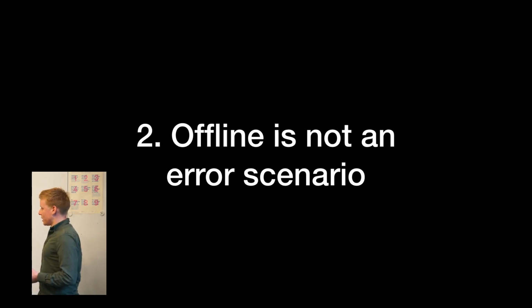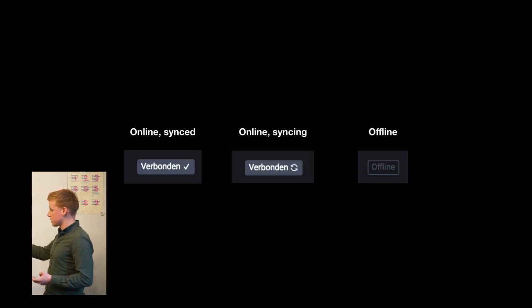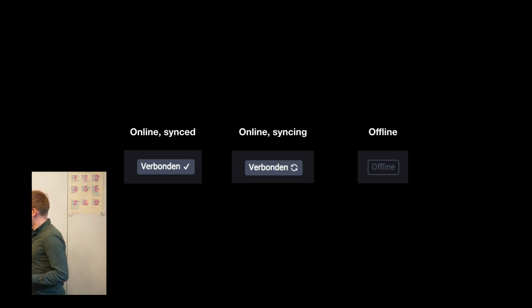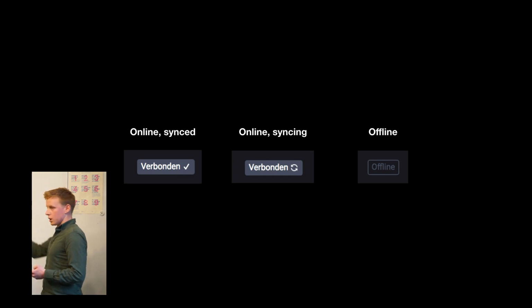The second challenge: offline is not an error scenario. So if the user goes offline, the app should not crash. You should actually help the user with feedback and show that the app still works, but hey, you are offline. One example is a syncing indicator. The first one is, hey, you're connected, all is well. This one is you're connected and it's syncing at the moment, push or pull. And the other one is offline. And we use the JavaScript API from Pouch here to check what the last response was.